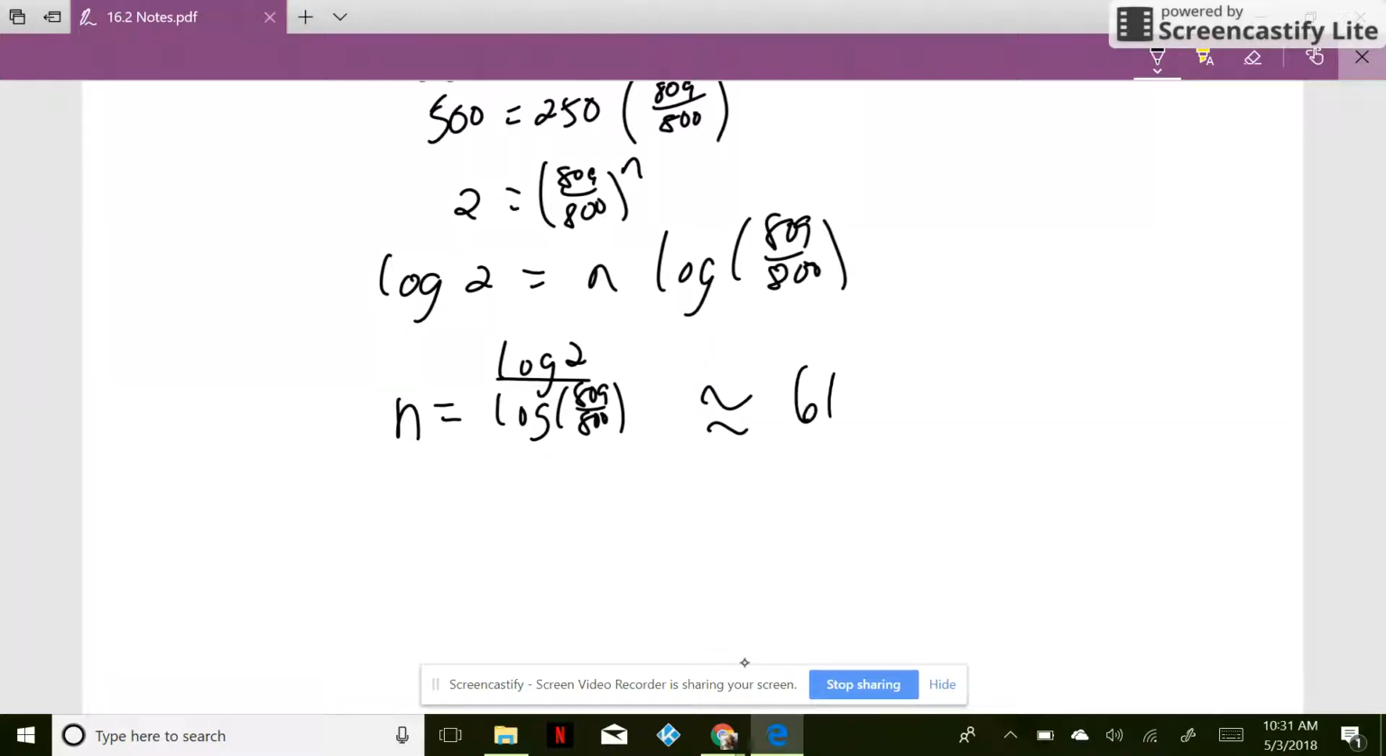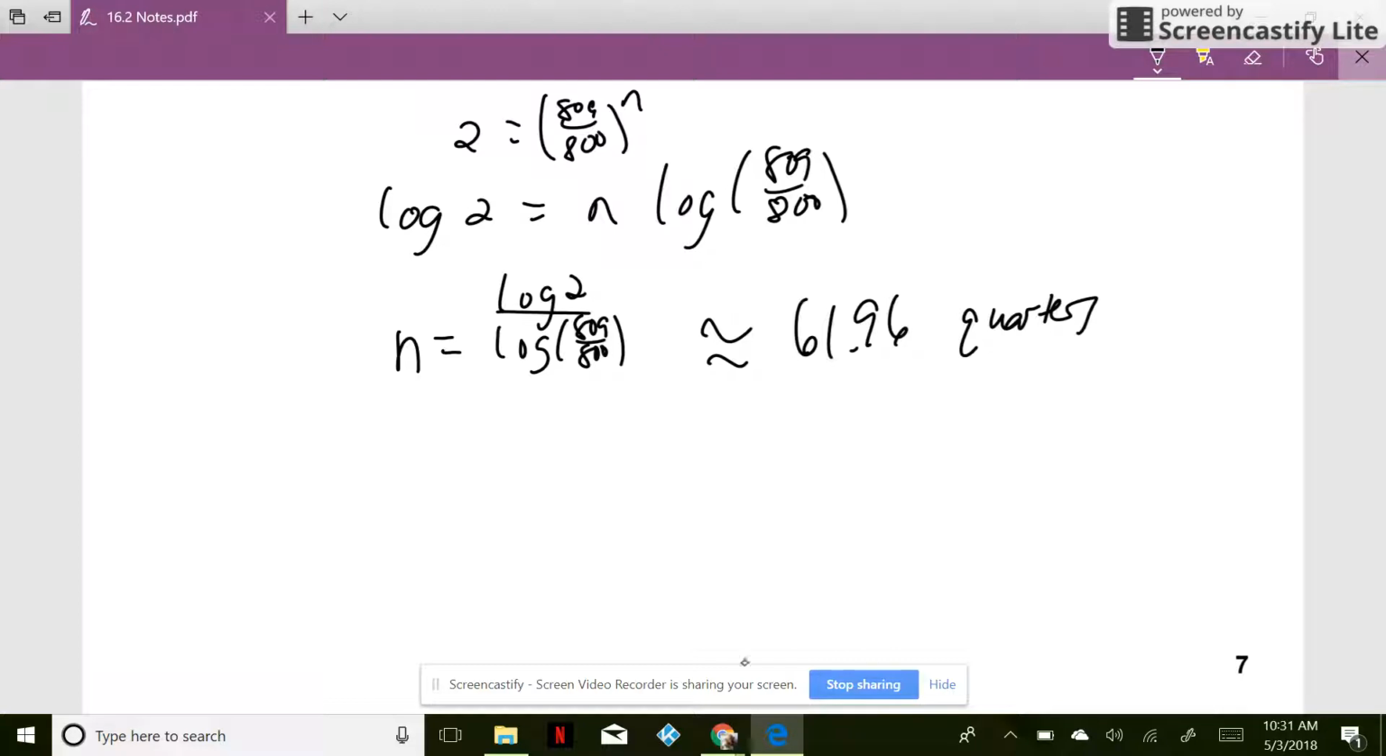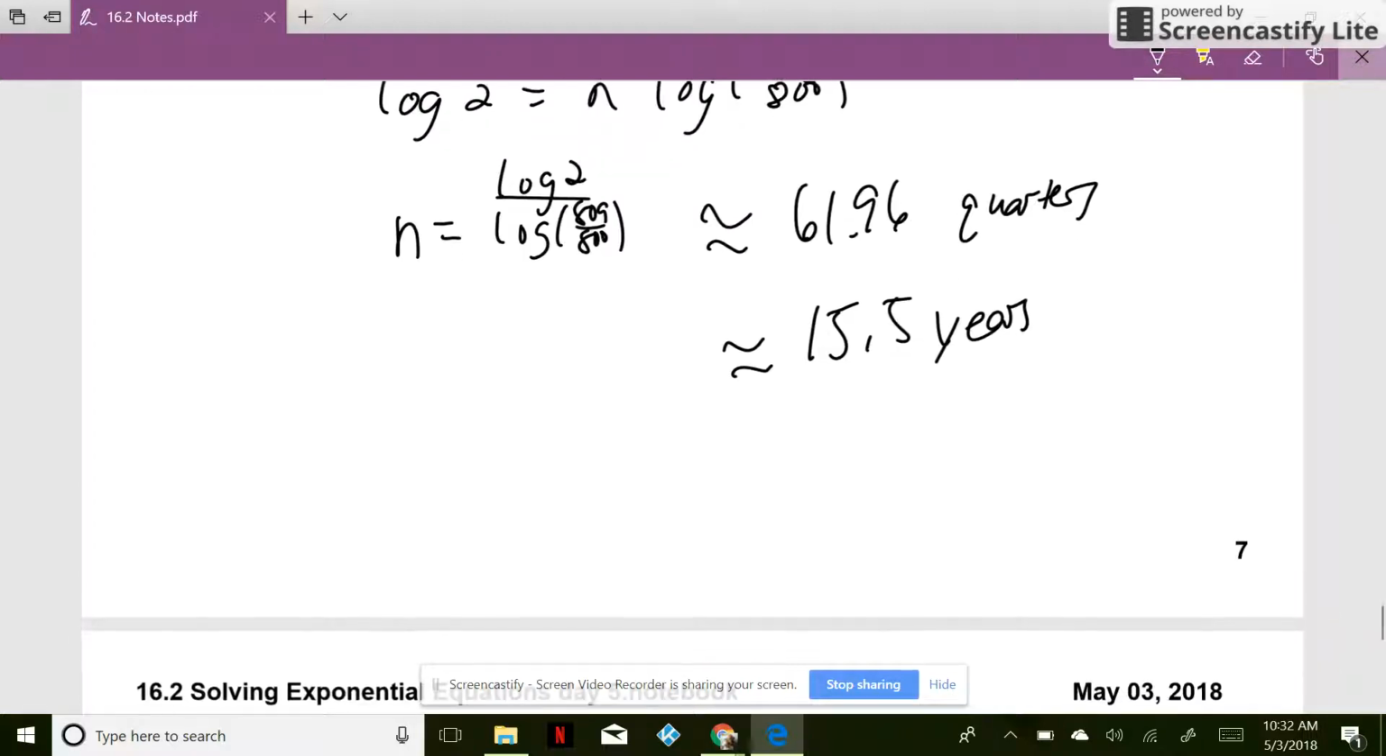And you get about 61.96. Now this is representing how many quarters it takes. So if you want to think about this in actual time, you divide that by 4. It'll be about 15.5 years for that value to reach $500.